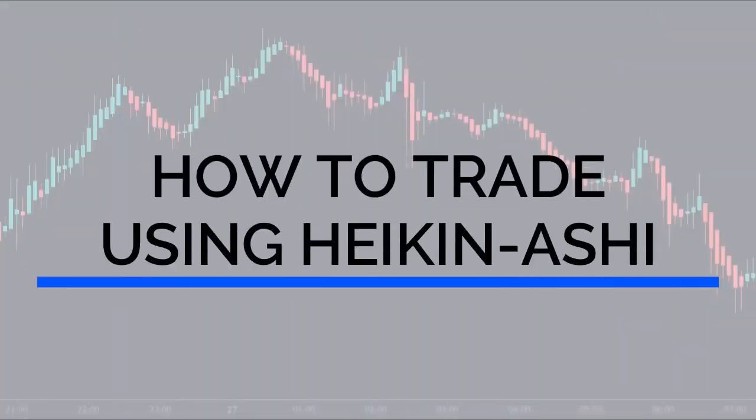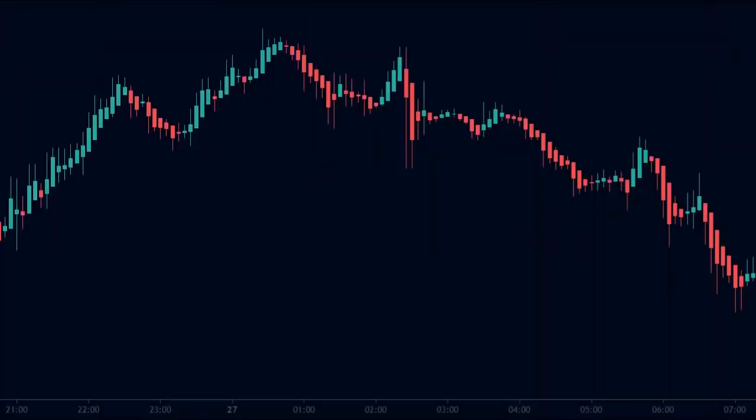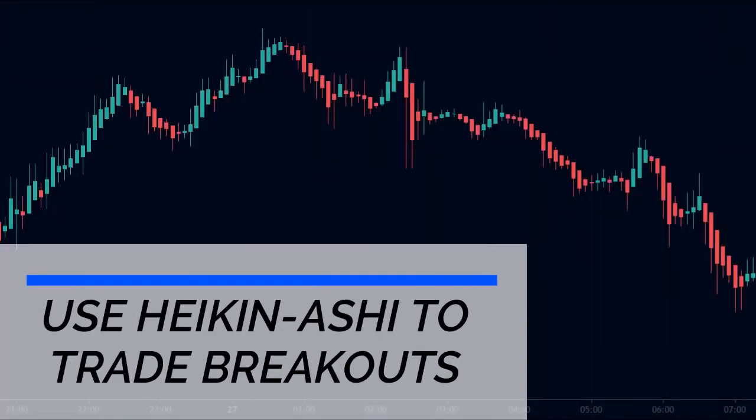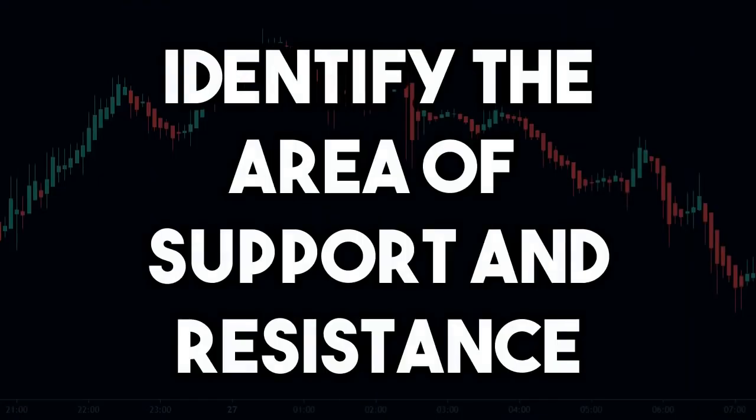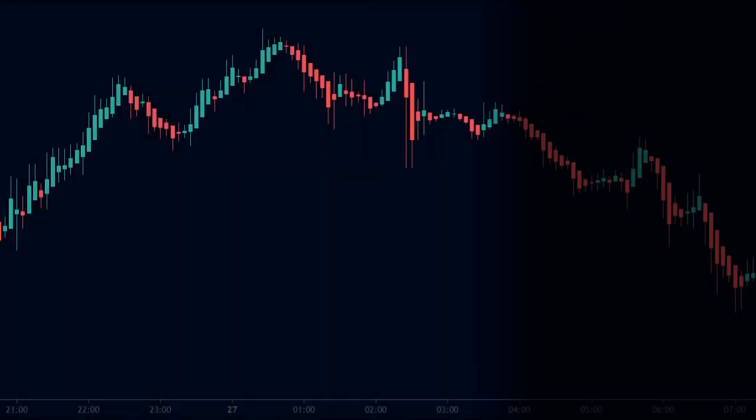We will now use this knowledge and combine it with other technical tools for trading. So first, let us use Heikin Ashi charts to trade breakouts. Look at this chart. Here we have the Euro-USD pair on a 5-minute chart. So first, we want to identify the area of support and resistance.